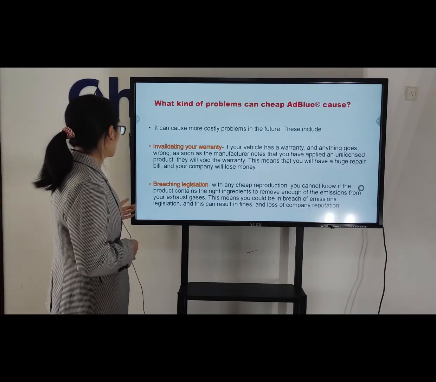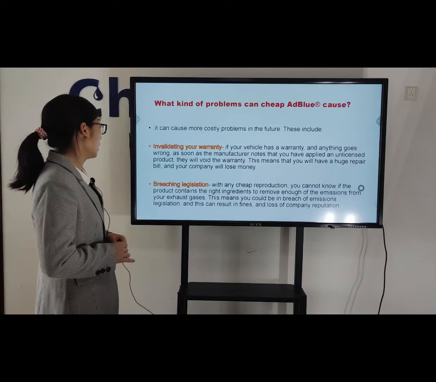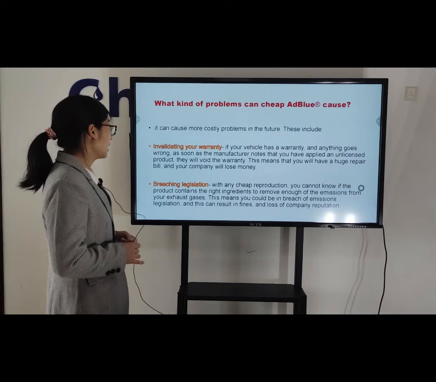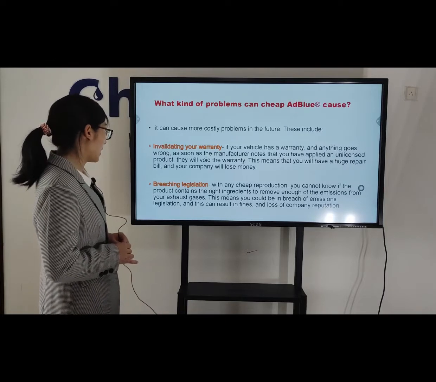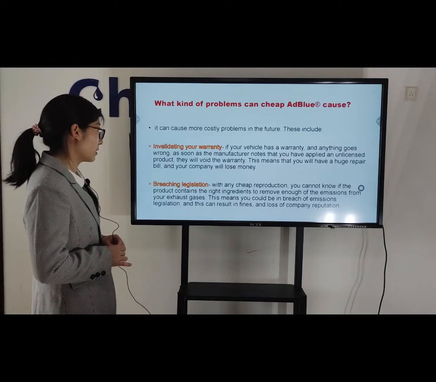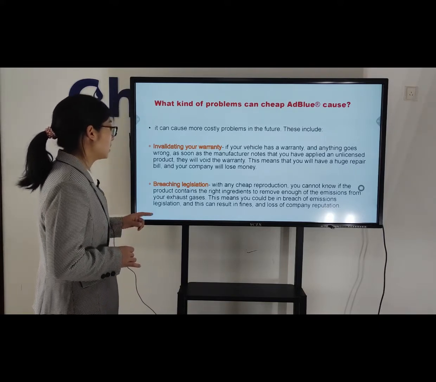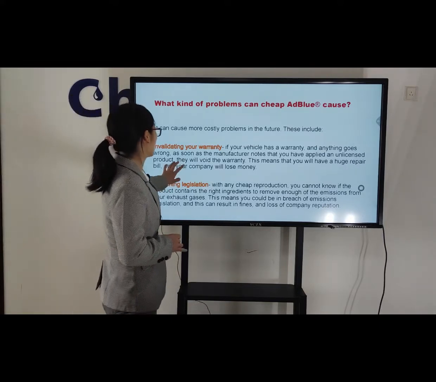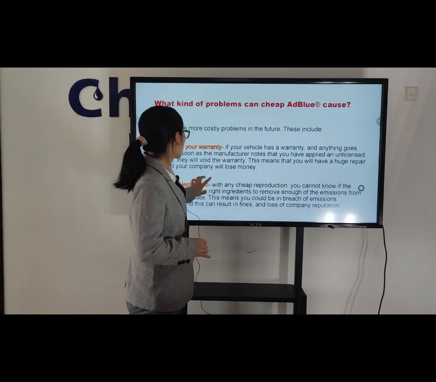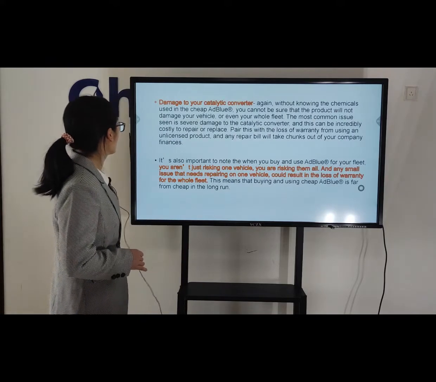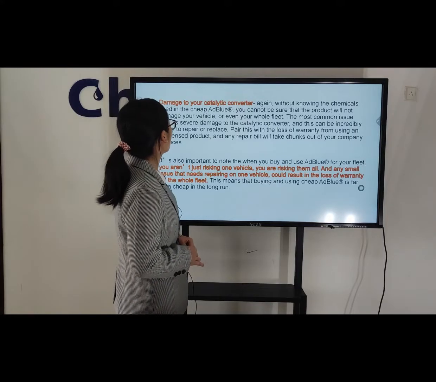The second is about operating legislation. With any cheap reproduction, you cannot know if the product contains the right ingredients to remove enough of the emissions from your exhaust gases. That means you could be in breach of emissions legislation, and this can result in fines and loss of company reputation. So it is very important to not only focus on the price. And the third is that it will damage your catalytic converter.